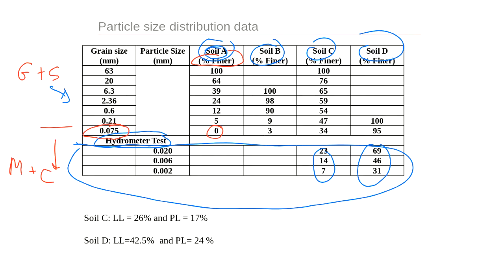That's okay. For soil B, we have 3%. But for soil C, we have 34%, so we have more than 10%. That's why we do the hydrometer test. And for this one, we have 95%. So in this case, again, more than 10%, we do the hydrometer test. Okay, so how much clay is in soil C and D? Can you tell me, just by looking again at this?